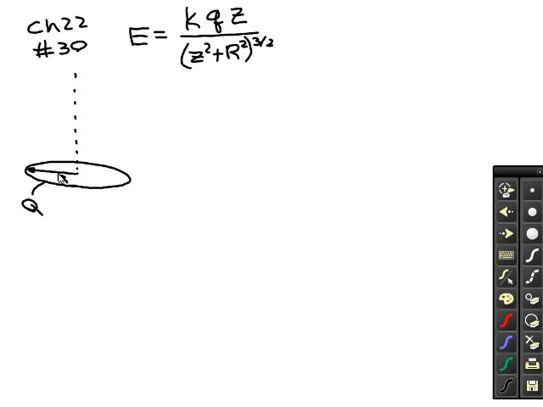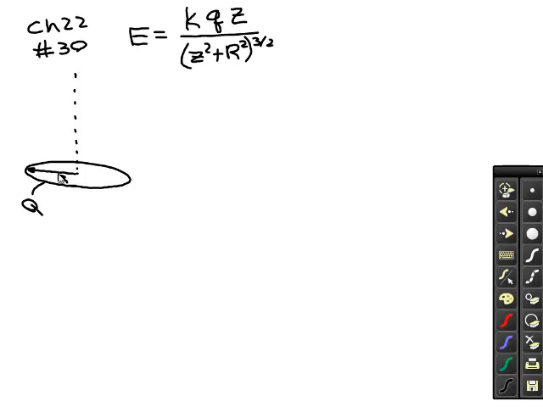So if it's 0 at infinity, and if it's 0 at the center, and it's non-zero in between, there must be a maximum somewhere. So the question of part C is, what Z gives us the maximum value? And then they throw some numbers in and ask, what is that maximum magnitude? All right, so how do you find the maximum of a function? Take the derivative, set it equal to 0, find the max.